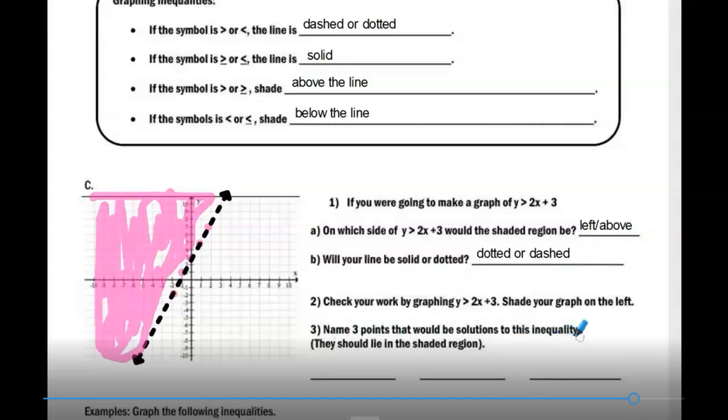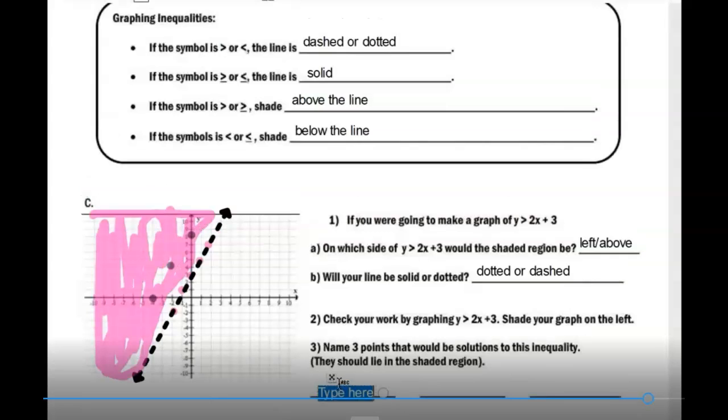And then it says name 3 points that would be solutions. Again, there are an infinite number of points that could be solutions. So just make sure it comes from the pink region. So you could do -4, 0. You could do -2, 4. You could do 0, 8. So again, you could pick a bunch of different points and they would make that true as long as they are in the pink shaded region.